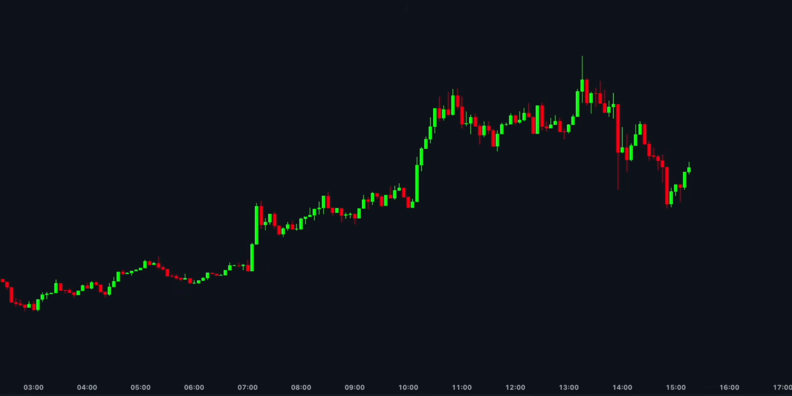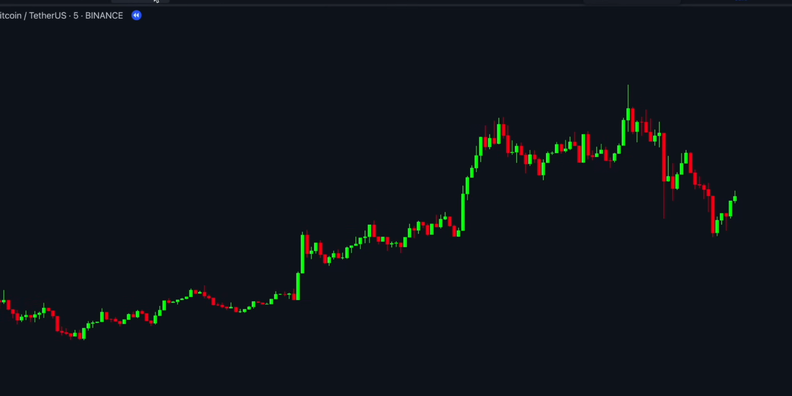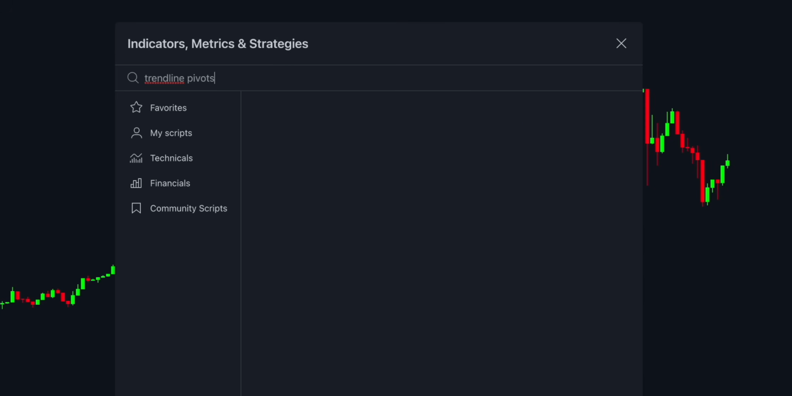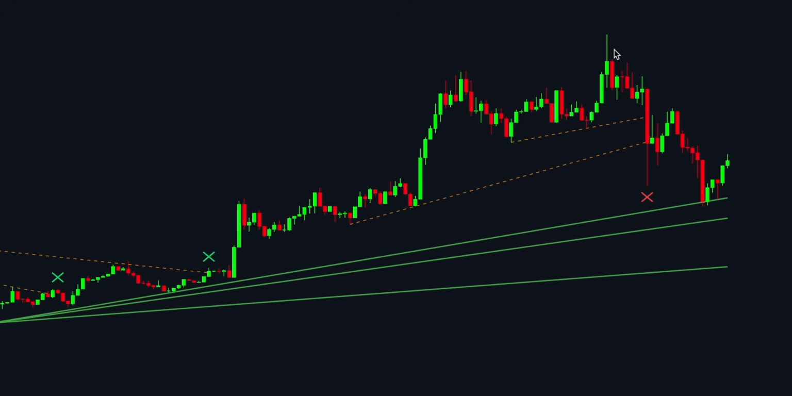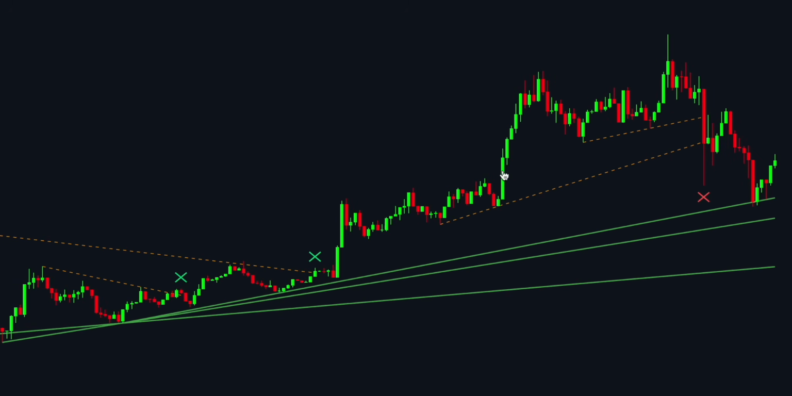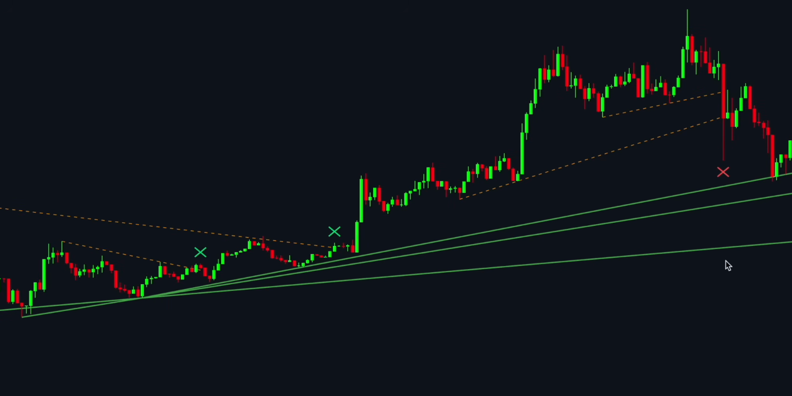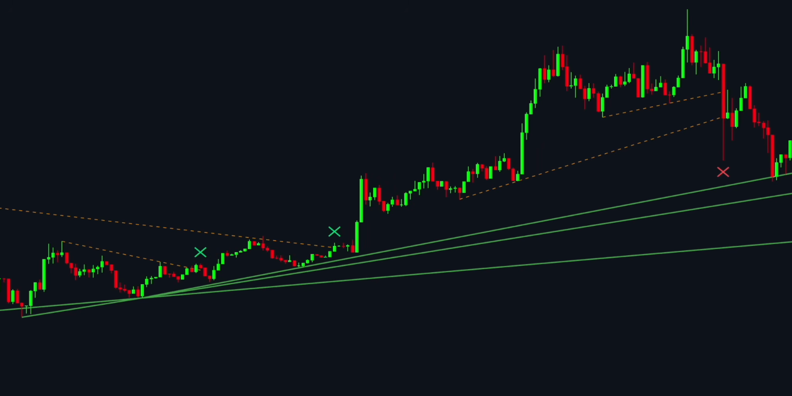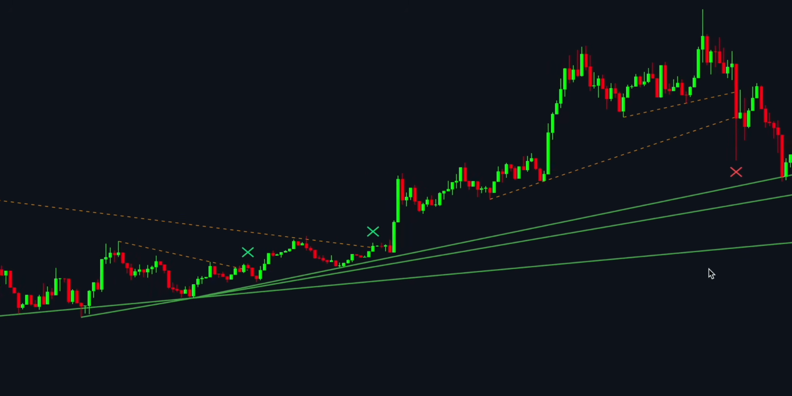So how can we add this trendline indicator to the chart? Simply click on the indicators and search for the Trendline Pivot tool by QuantView. The Trendline Pivot Indicator is a tool that automatically draws and identifies downward and upward trend lines. These trend lines originate from and connect pivot highs or pivot lows. They serve as potential points of resistance for downward trend lines and support for upward trend lines within the market.